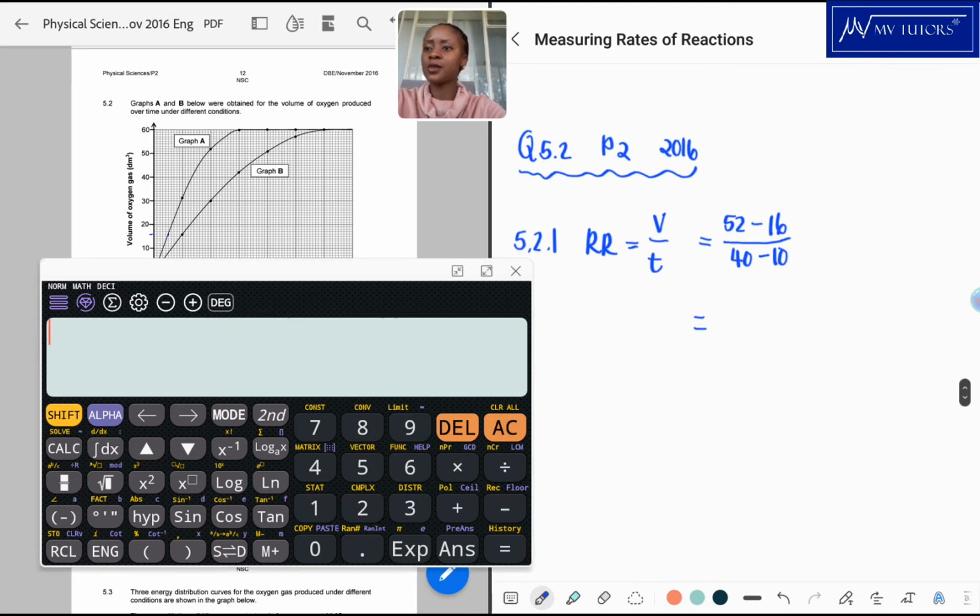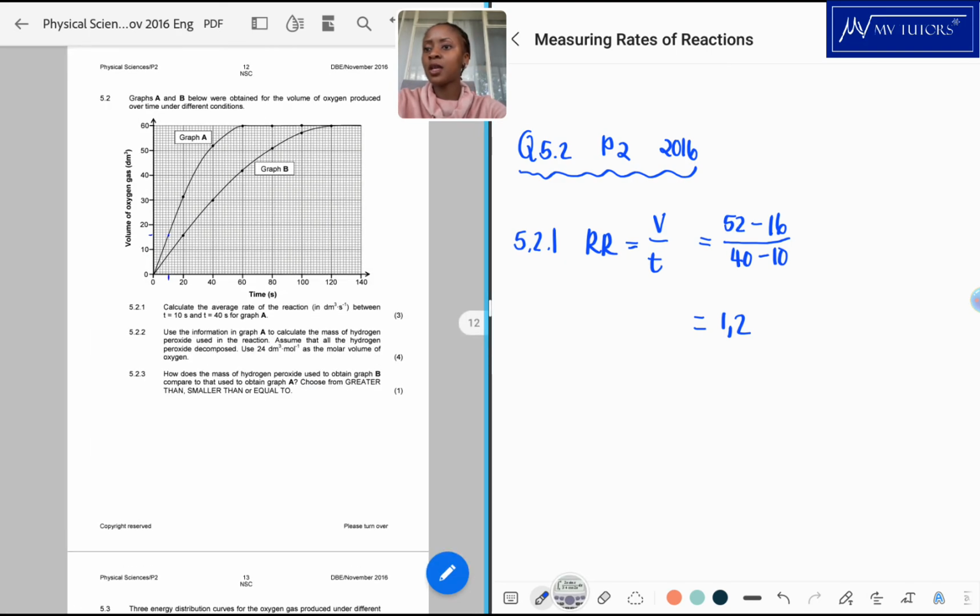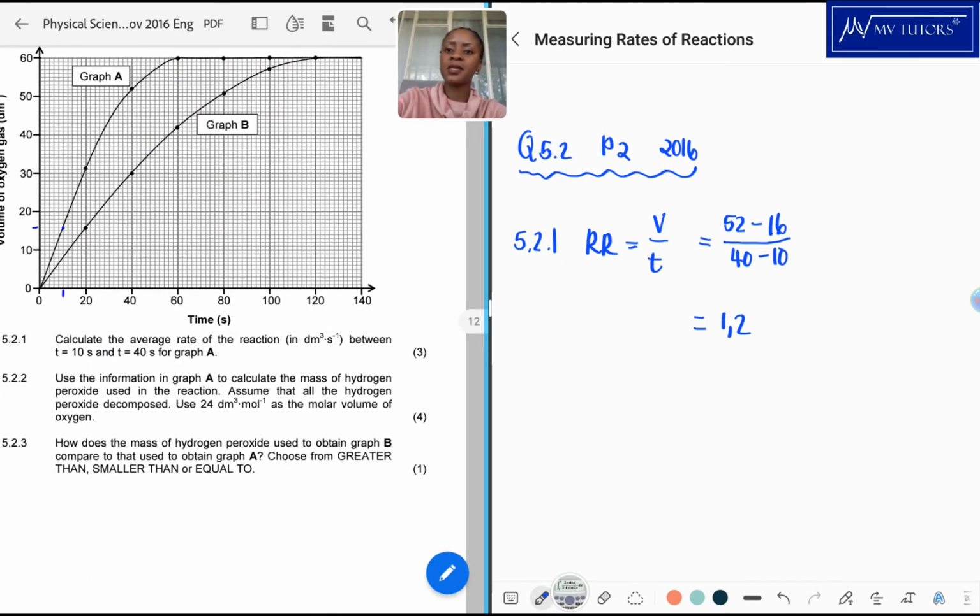Okay, so we have the 52 minus 16, and then we have 40 minus 10, which is 30. So our answer is actually 1,2. Alright, so they wanted it in cubic decimeters per second, so it's 1,2 cubic decimeters per second, and that is 3 marks.